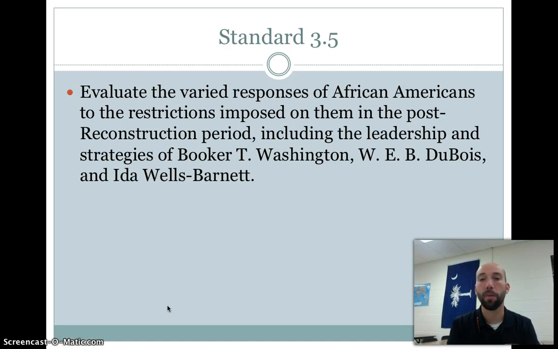So in this unit, we're going to talk about how different African Americans responded to those restrictions that were imposed in that post-Reconstruction period. Remember, that'd be like literacy tests and poll taxes and Jim Crow laws. And we're going to talk about the leadership of three people specifically: Booker T. Washington, W.E.B. Du Bois, and Ida Wells Barnett.